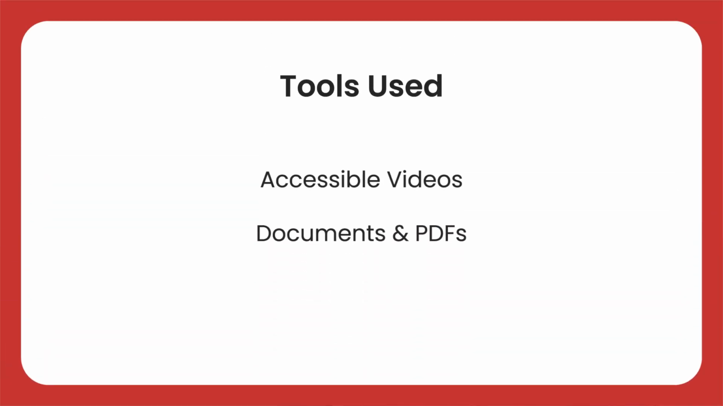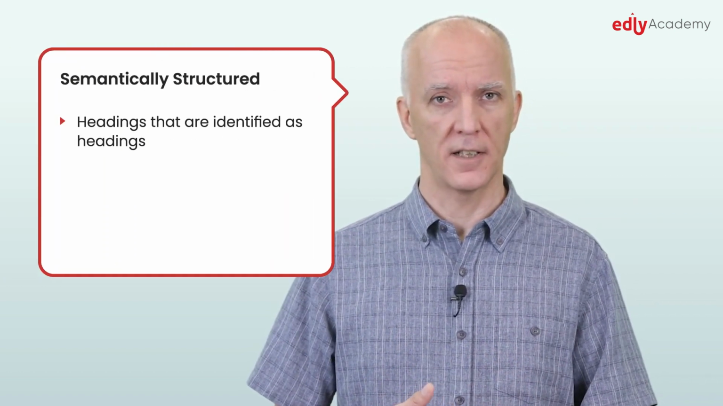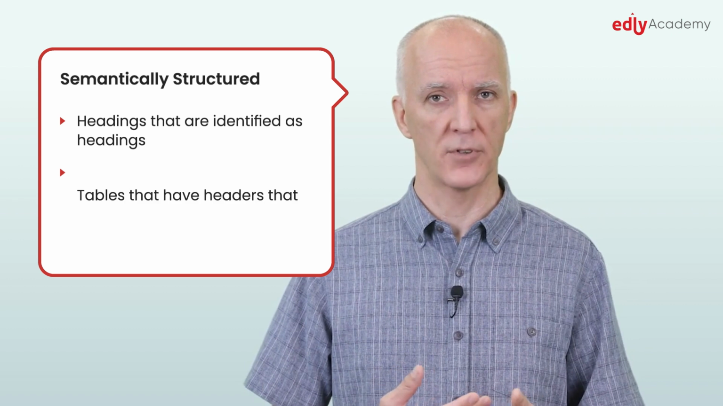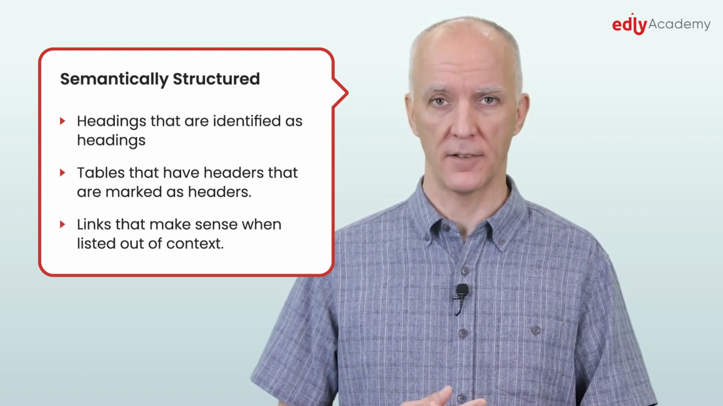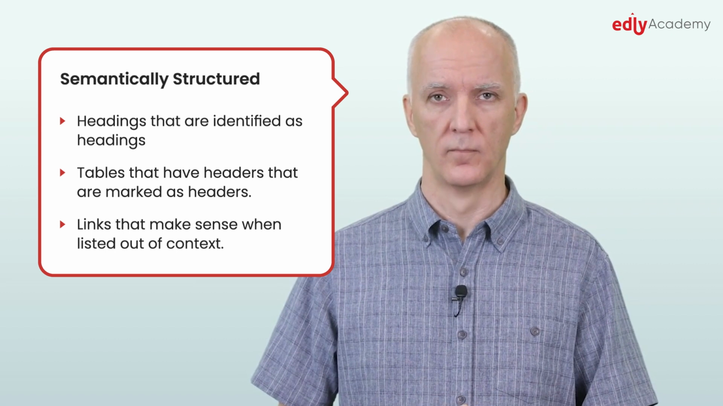Documents and PDFs. At a high level, accessible documents are semantically structured files that include textual equivalents for images and appropriate workarounds for other non-text information. Semantically structured means there are headings that are identified as headings, tables that have headers that are marked as headers, links that make sense when listed out of context, etc.